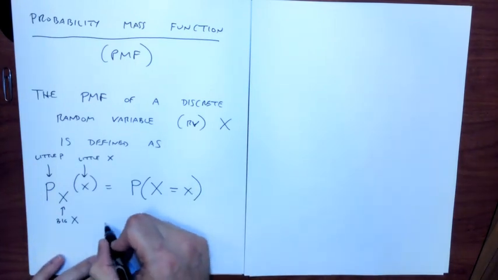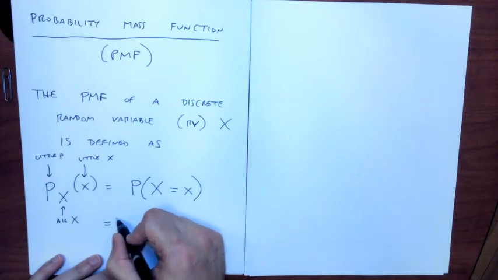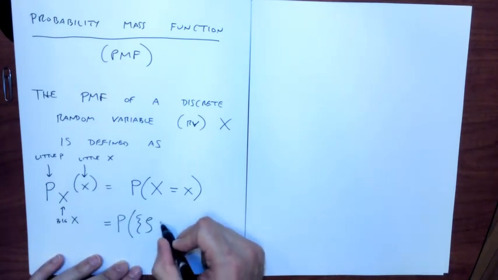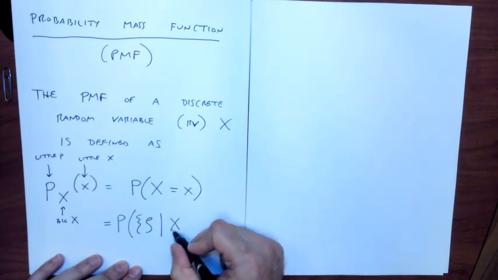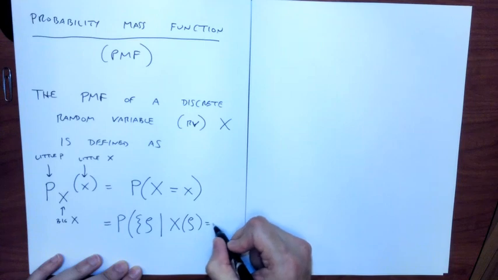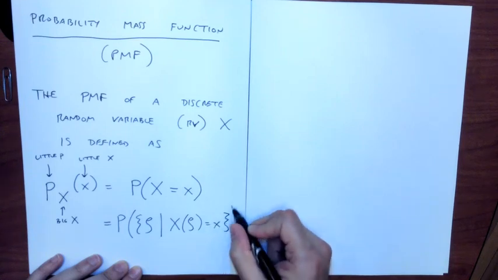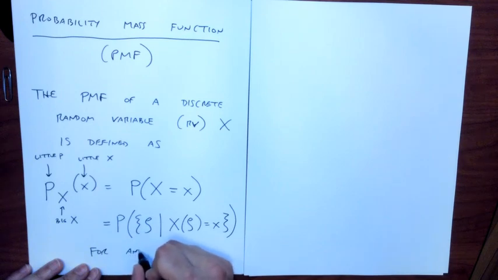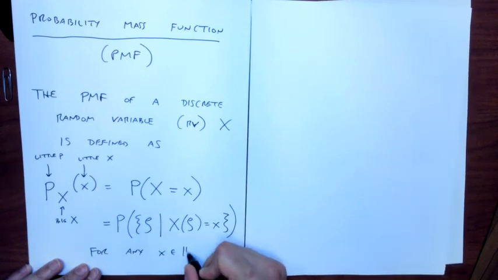And again, to be really tedious, I could say it's the probability, looking back at the original sample space, of the set of outcomes such that the mapping from the original sample space to that outcome is equal to x. And I can ask about this for any x in the real line.